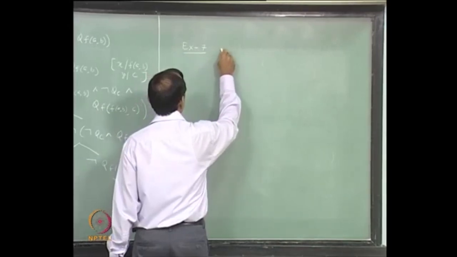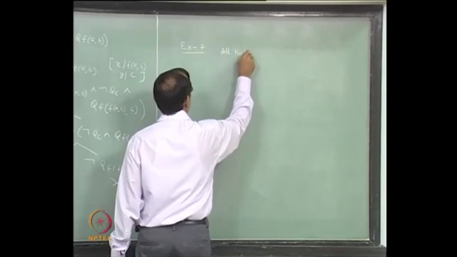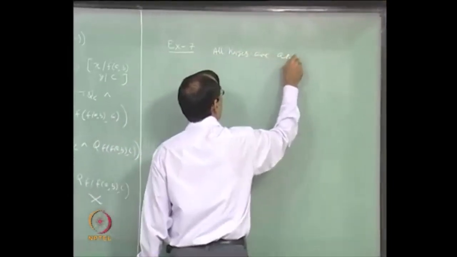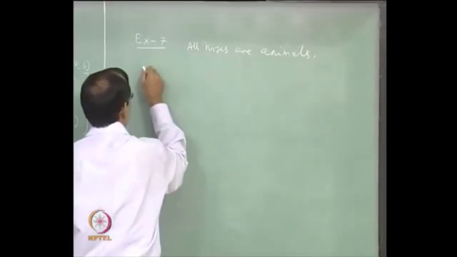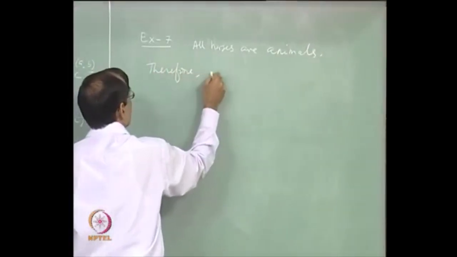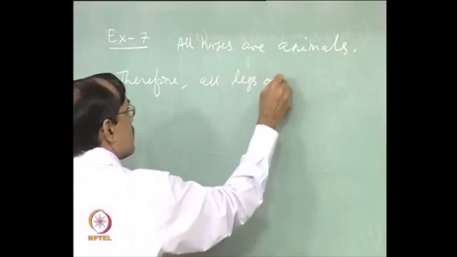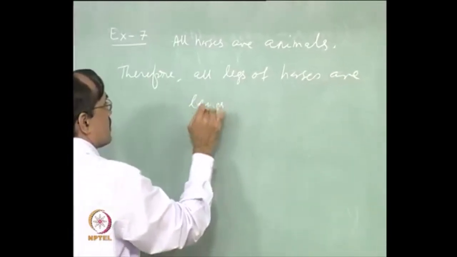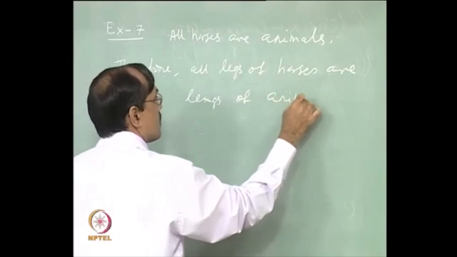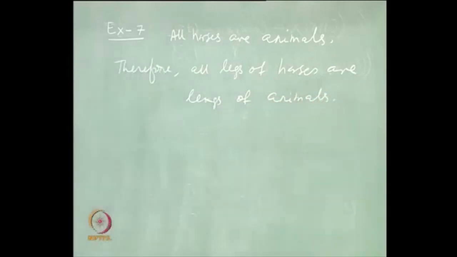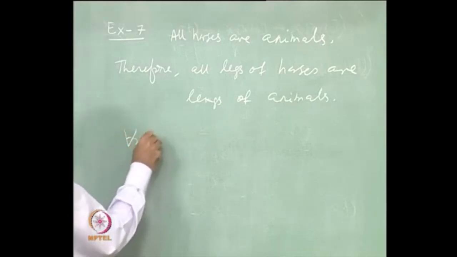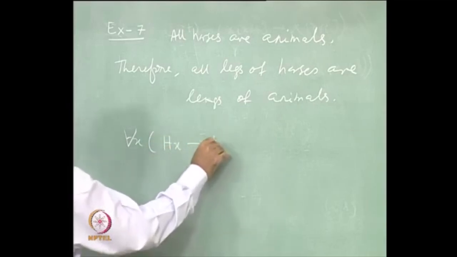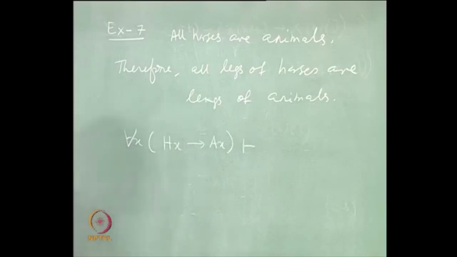Okay, you can try De Morgan's example, right. All horses are animals, therefore, all legs of horses are legs of animals. So, what is the symbolization? For each x, H x implies A x. Therefore, now you are writing straight away for the tabula.